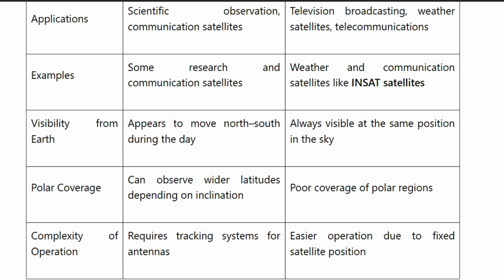Visibility from Earth. Geosynchronous: appears to move north, south during the day. Geostationary: always visible at the same position in the sky. Polar coverage. Geosynchronous: can observe wider latitudes depending on inclination. Geostationary: poor coverage of polar regions. Complexity of operation. Geosynchronous: requires tracking systems for antennas. Geostationary: easier operation due to fixed satellite position.